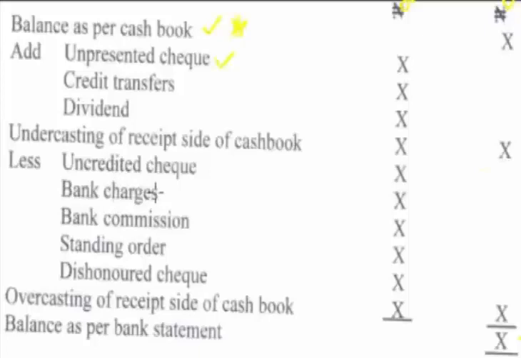And then we less uncredited checks, bank charges, bank commission, standing order, dishonored checks, overcasting of the receipt side of the cash book, and we get the total. So the total we take to the extreme column, and on the extreme column we deduct it. We should note here as well that we put less. Whenever you see less, it means that you should deduct.